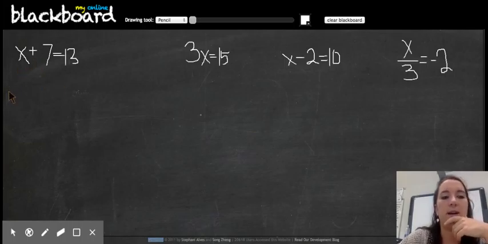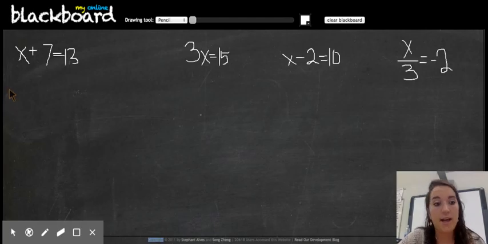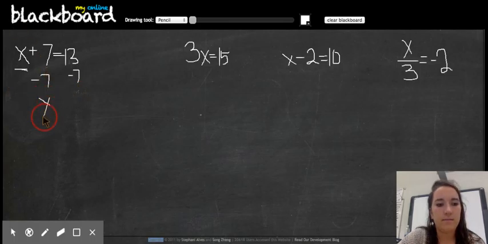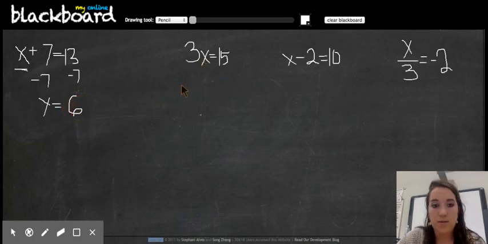What operation are we doing? Now remind me, what is our goal when we're trying to solve equations? We're trying to get this x by itself. So because we're doing addition, in order to get x by itself, I need to undo that addition. How can I undo addition? Subtract 7. What am I left with on this side? X equals, what am I left with on the other side? 6.